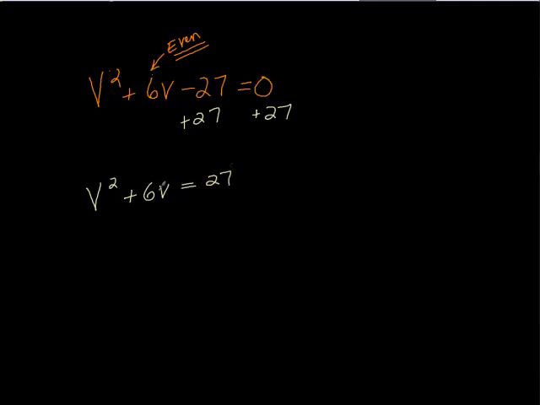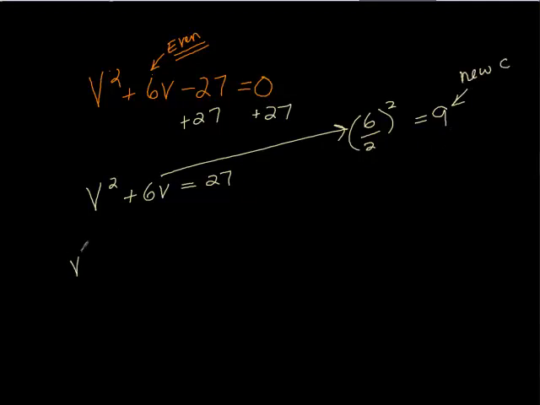Now we start completing the square, right? This is still the b value, because the b value is the one in front of the first degree variable. So I'm going to pull this out, and I'm going to get 6 divided by 2 squared. 6 divided by 2 is 3. 3 squared is 9. So remember, this is our new c value. So we're going to get v squared plus 6v, going to add this 9 here. If we added 9 here, we have to add 9 to this side.